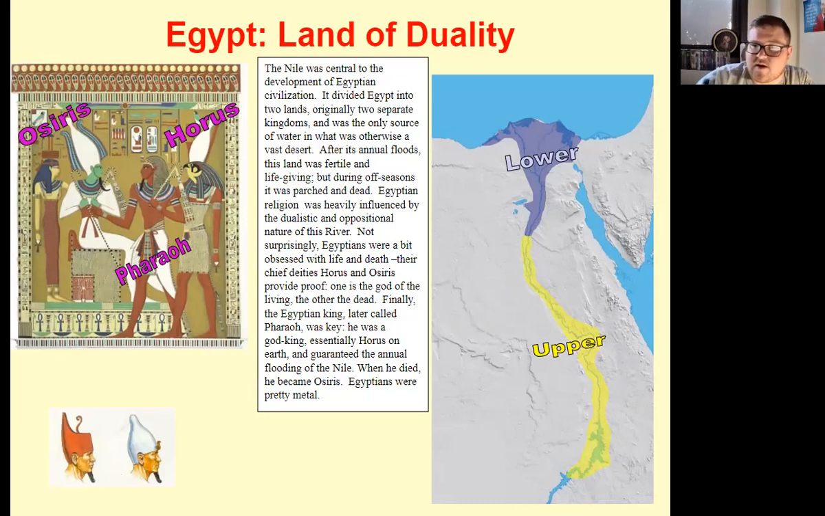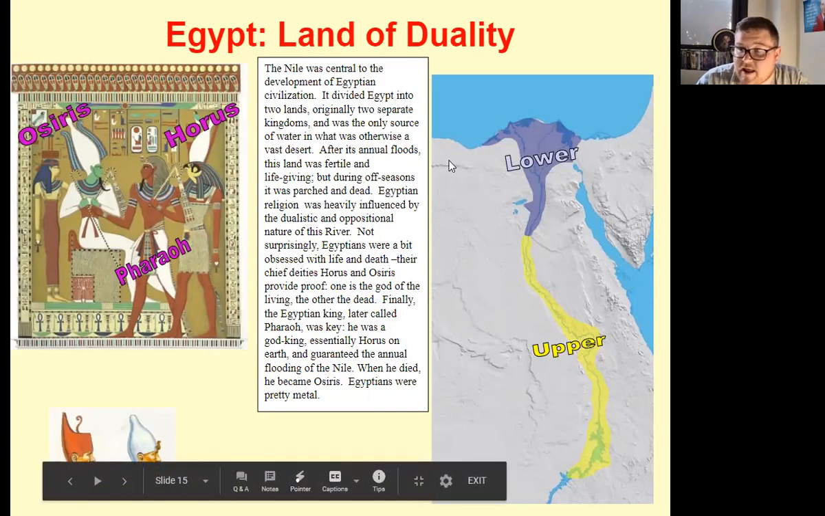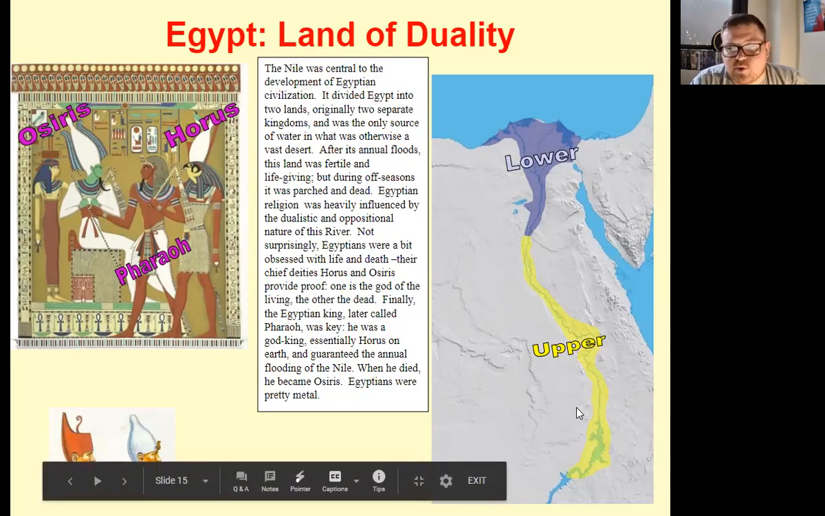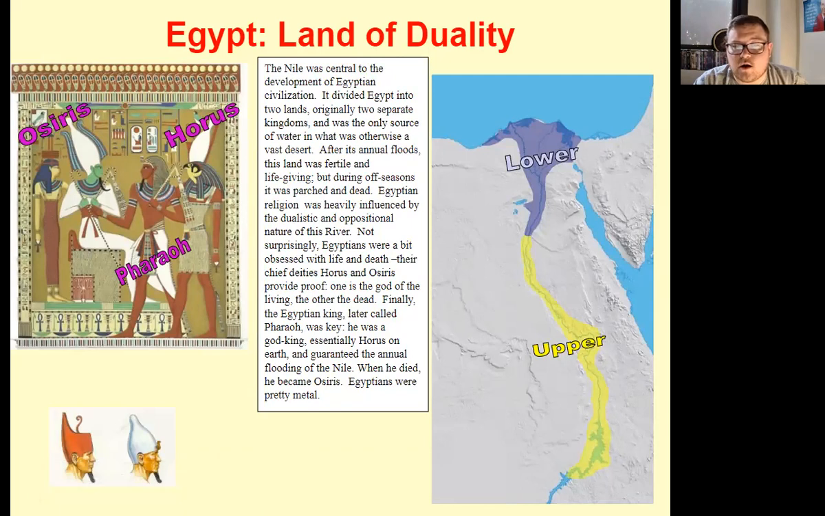If you notice, Egypt develops right along the river, right? Because everything out here is desert. They have to have the water. Not surprisingly, Egyptians were a bit obsessed with life and death. Their chief deities, Horus and Osiris, provided proof: one the god of the living and the other of the dead.